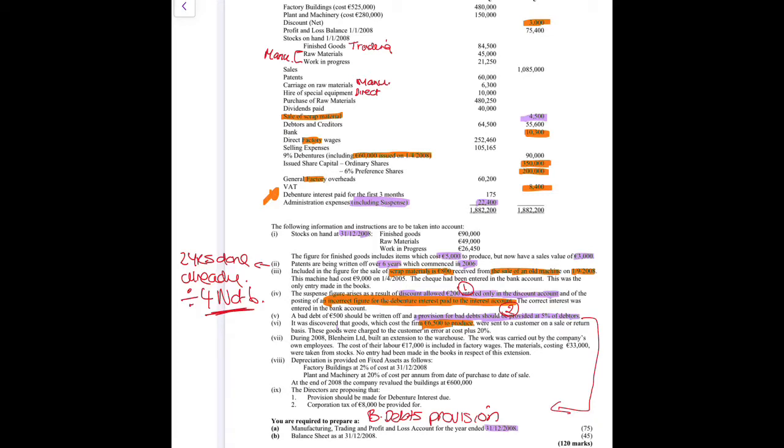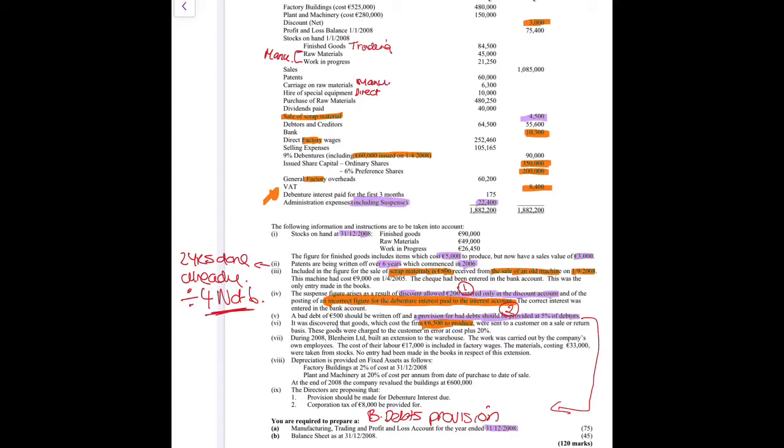Okay, point 7 then, during 2008 the company built an extension to the warehouse. The work was carried out by the company's own employees and the cost of their labour was €17,000. That figure there was included in the factory wages. Now that figure should not have been included in the factory wages because they weren't doing normal standard factory work. They were building an extension. So what you need to do is take the €17,000 out of the factory wages and add it into the buildings.